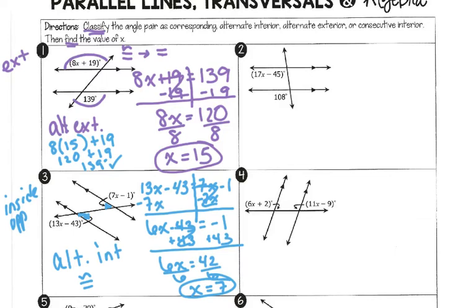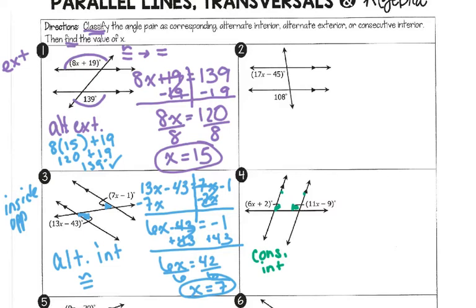So now we're going to look at number 4. Looking at number 4, you have this angle right here and this angle right here. Asking yourself, am I outside or inside? I notice I'm inside these two parallel lines, and then am I on the same side or on opposite sides? Well, here's my transversal. I'm on the same side, so they would have to be considered consecutive interior angles.